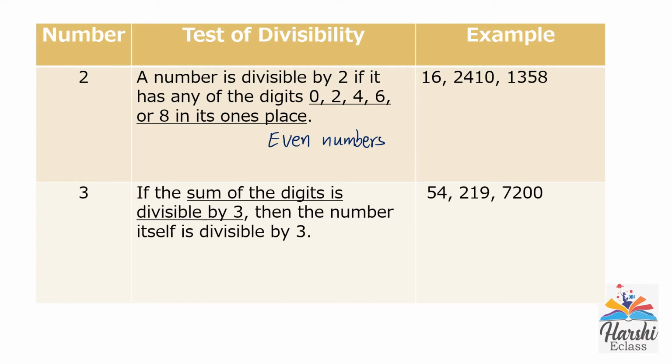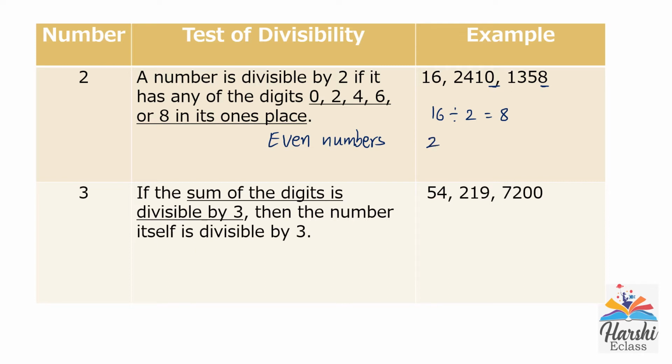Examples: 16 divided by 2 is equal to 8. Here 2 can divide 16 without leaving any remainder. 2410 is ending with 0, so it is also divisible by 2. 1358 is ending with 8, it is also divisible by 2.